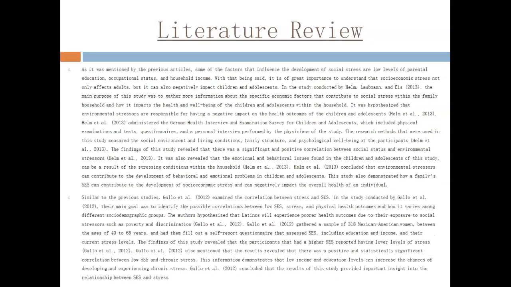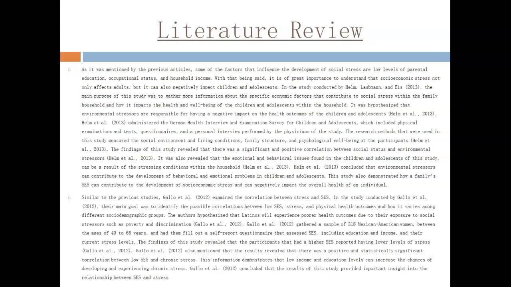As it was mentioned by the previous articles, some of the factors that influence the development of social stress are low levels of parental education, occupational status, and household income. With that being said, it is of great importance to understand that socioeconomic stress not only affects adults, but it can also negatively impact children and adolescents.